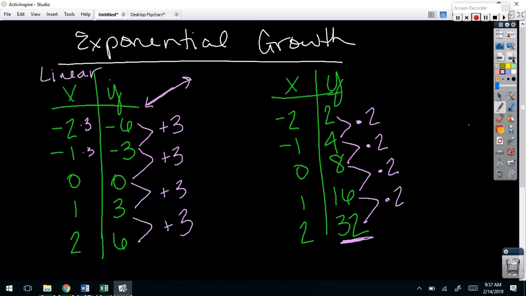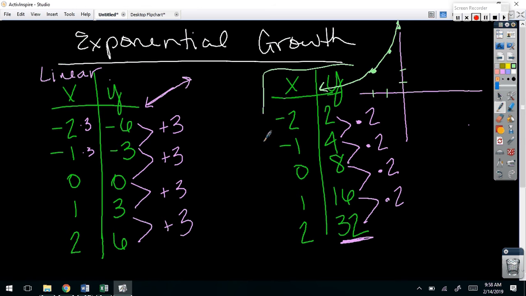So what it looks like on a graph is you'll have your graph, and it'll start out growing. So I've got -2, 2, -1, 4, 0, 8. It starts getting really big, really fast, okay? So it's kind of a curve. We'll talk more about the graphs in just a minute. Right now, I want us to focus on the numbers on the T-chart, okay?